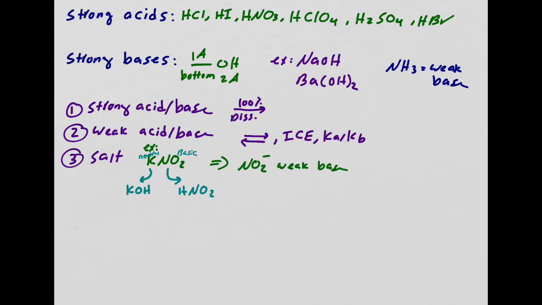Then what do I have to do? Remember, when we have a weak acid or base, what do we do? We do an ICE table. You're going to do an equilibrium, and you need Ka or Kb. So far, so good? Okay. All right. So when you have a salt, figure out whether your solution is basic or acidic, and then you go from there.